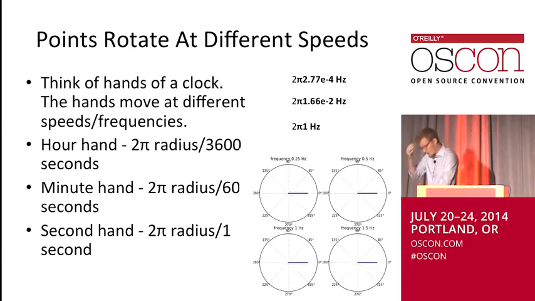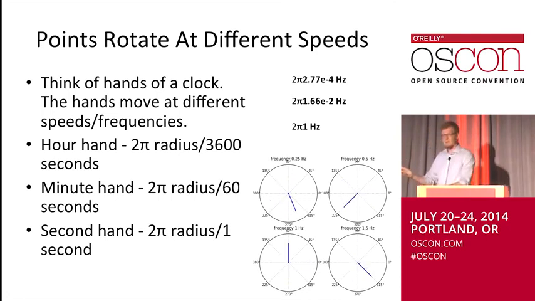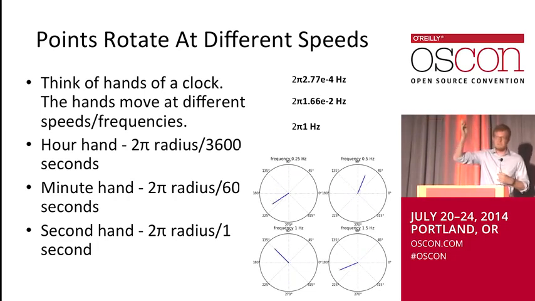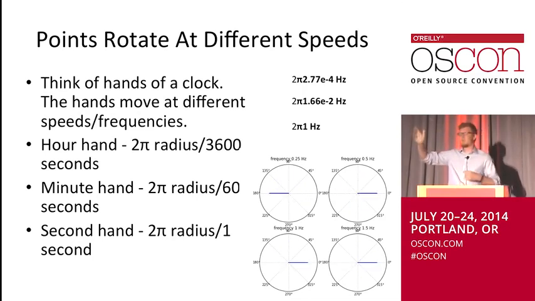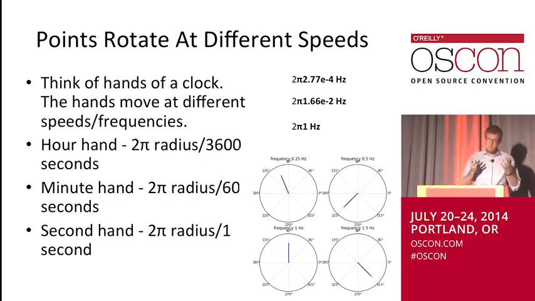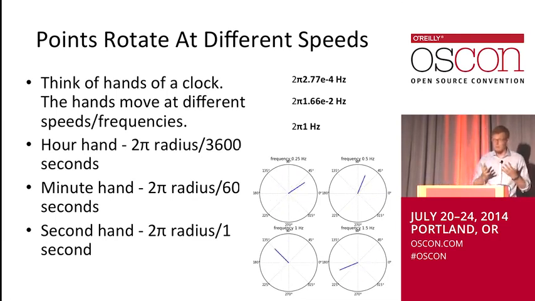So really, if you want to intuit this, you should think of a clock. A clock has hands that are rotating around the face of this circle. And those hands rotate at different speeds. They're traveling the same distance, but they're doing it in a different period of time. The hour hand, for instance, is moving 2 times pi times the radius, but it takes 3600 seconds to do it, which is 1 over 3600, at the top right. And then the minute hand travels that same distance, the circumference of the circle, 2 times pi times the radius of that circle. It does it in 60 seconds.